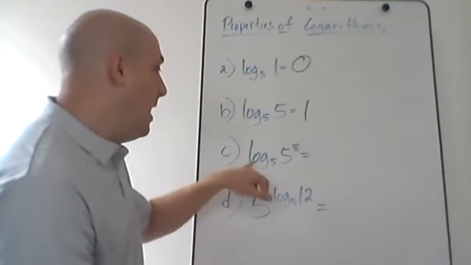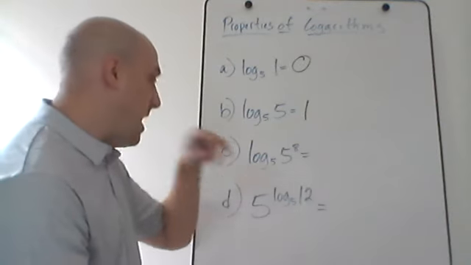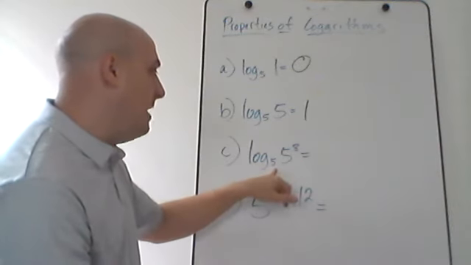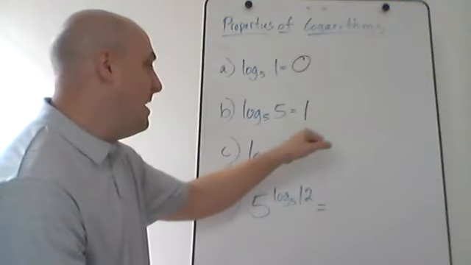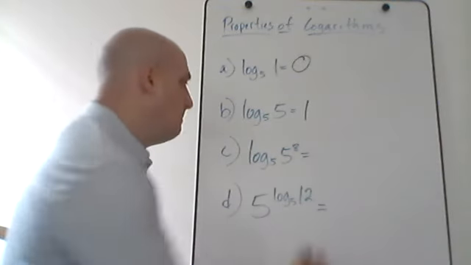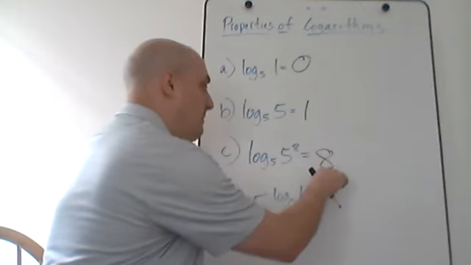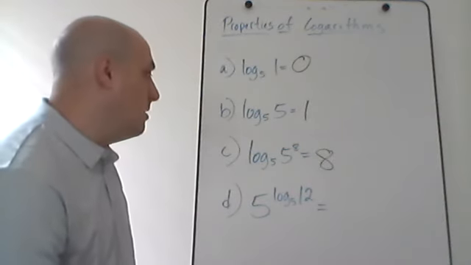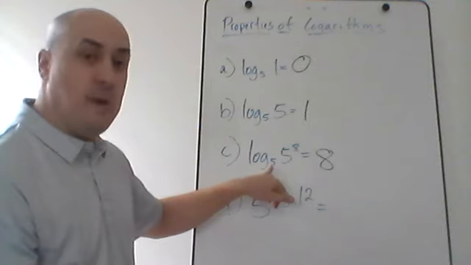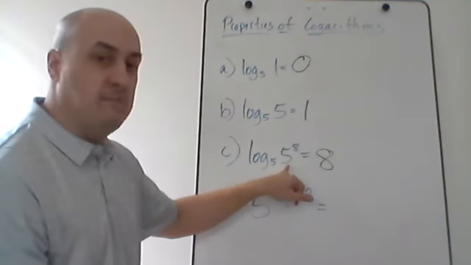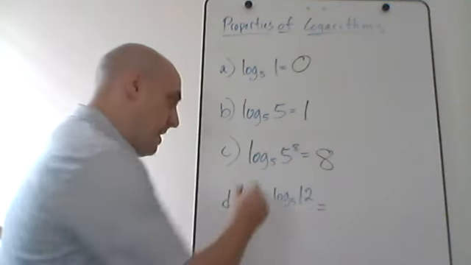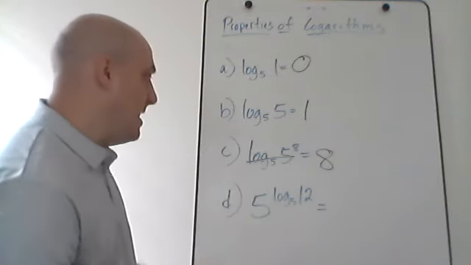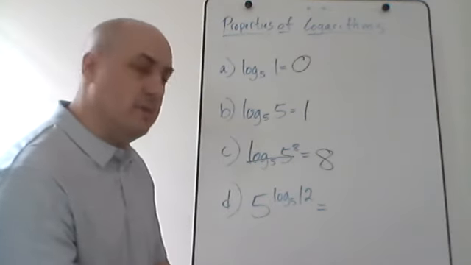Log base 5 of 5 to the 8th power. All right, so I have a base of 5. I need to raise it to some power and have it equal 5 to the 8th power. Well, if I take 5 raised to the 8th power, that equals 5 to the 8th power. Or another way to think about it is if the base of my logarithm matches the base of my exponent, they cancel out, and all that's left is that 8 that's up in the exponent. All right, so this equals 8.